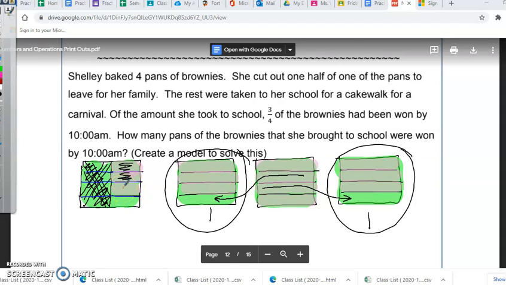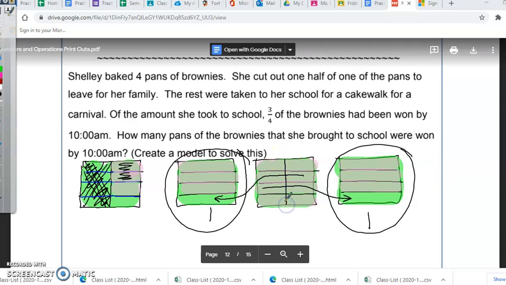So I'm having a hard time because this is good, but these 2 here are not the same size. This little piece here and these pieces are not the same size. Okay? So in order to make them all the same size, the only thing I can think to do is cut this in half.